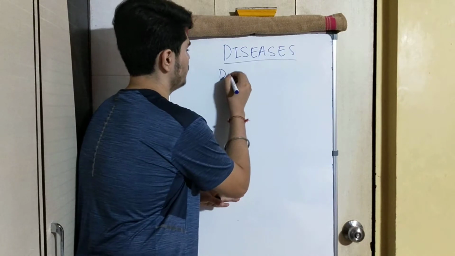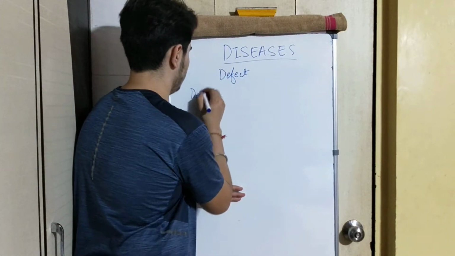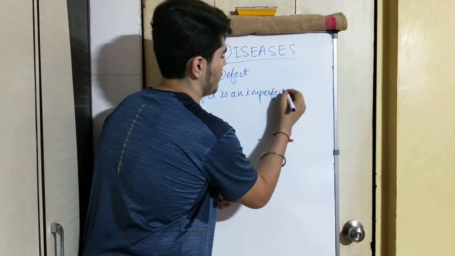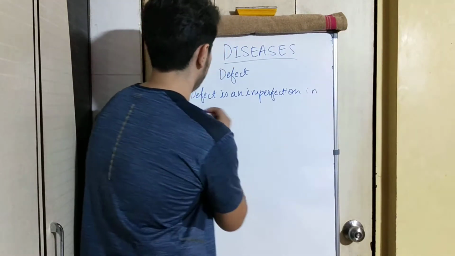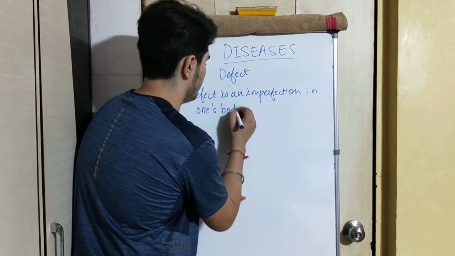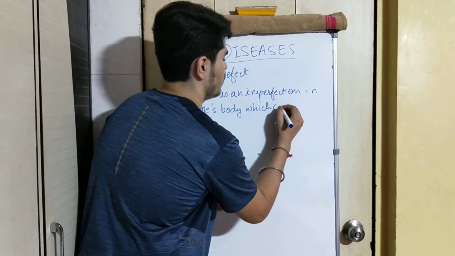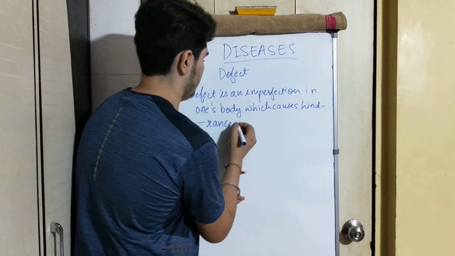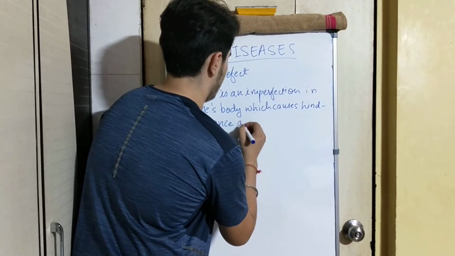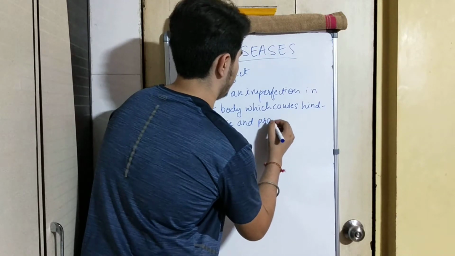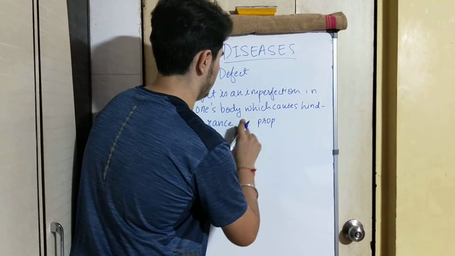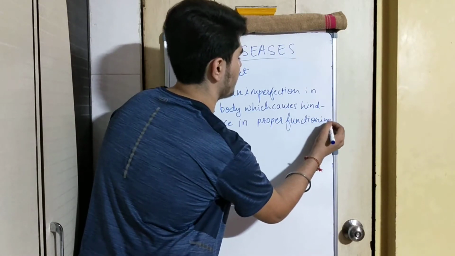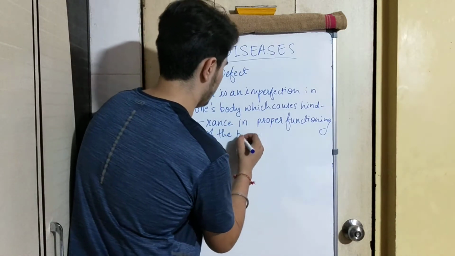Now the definition of defect. Defect is an imperfection in one's body which causes hindrance in proper functioning of the body.